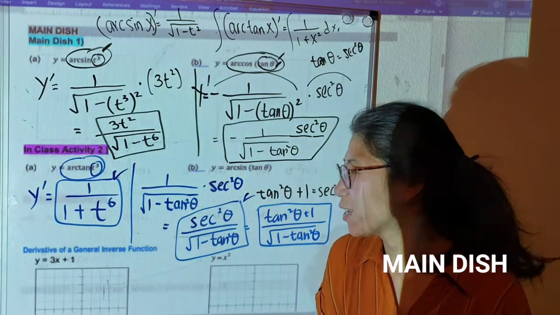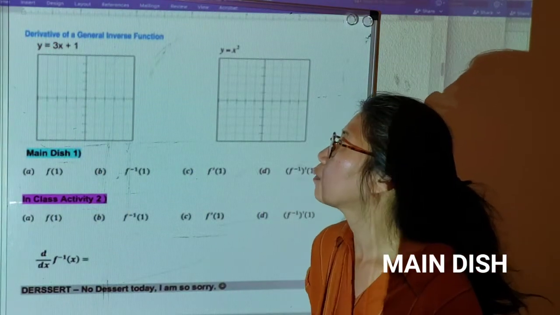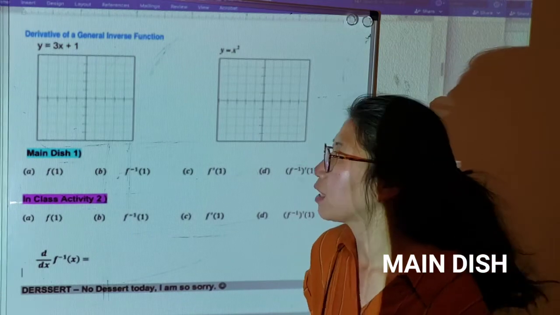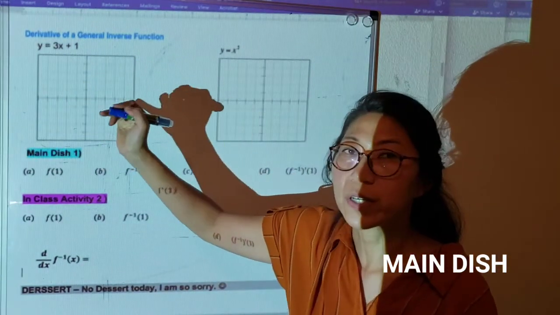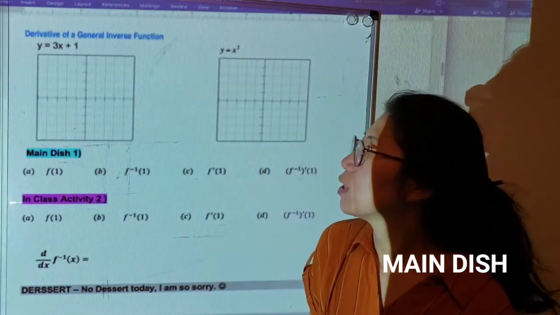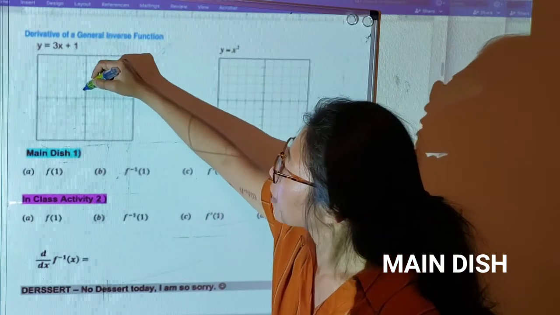You can do it. Okay, so in my main dish, we are going to now study the derivative of a general inverse function. That means if I have my original function, what would be the slope of the inverse function? So let's look at our example here first. 3x plus 1, I know how to graph it.